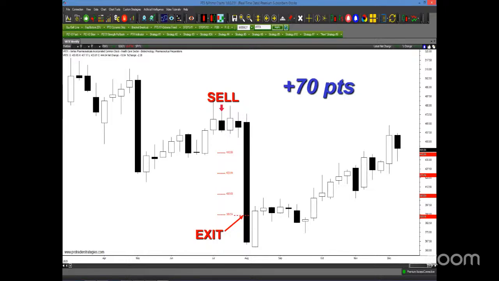Price went all the way back up. So you could have looked at that as well. Now we're beginning another phase 1, and I will wait for another phase 2 to get in.